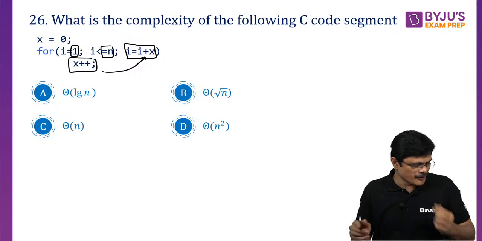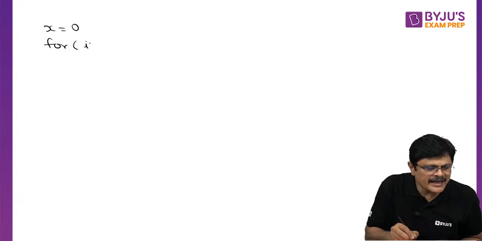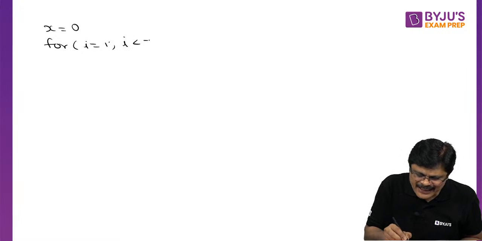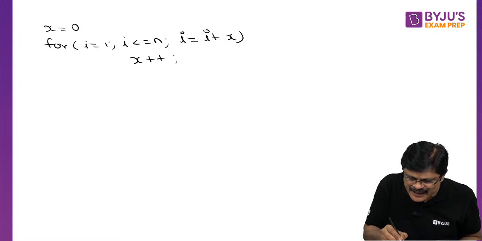Okay, let us understand this problem a little carefully. x is 0. For I is equal to 1, I less than or equal to n, I is equal to I plus x, where x is incremented every time.